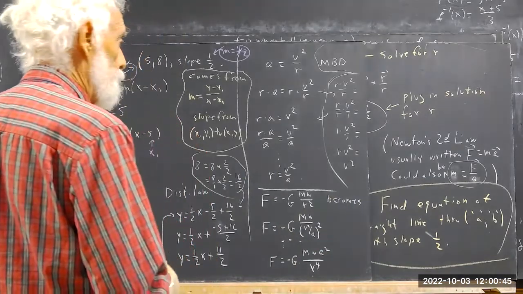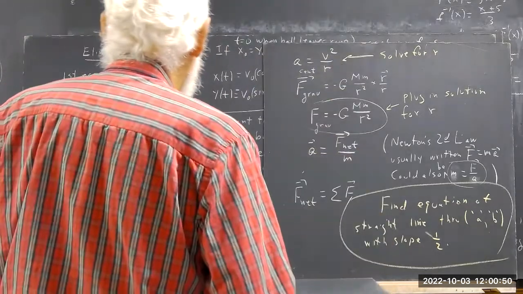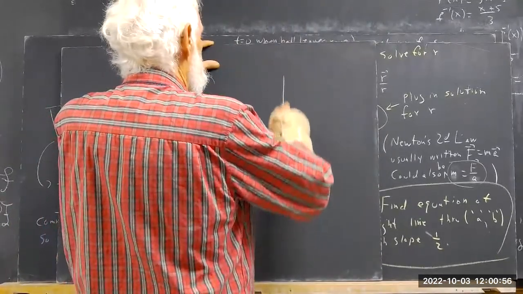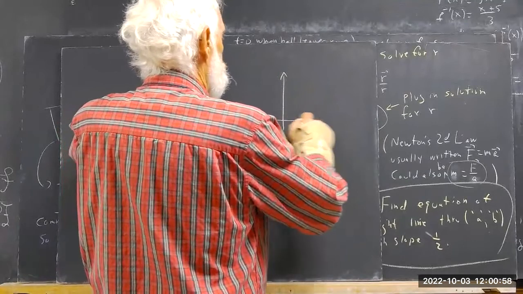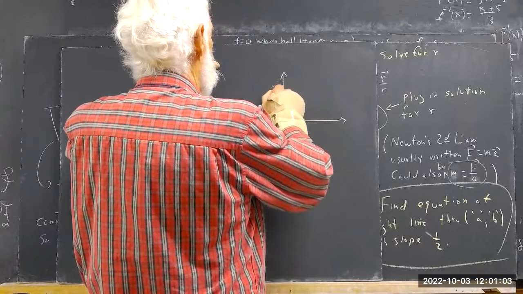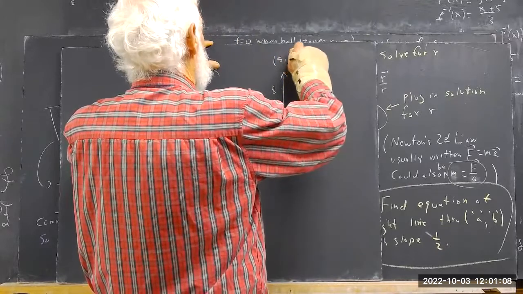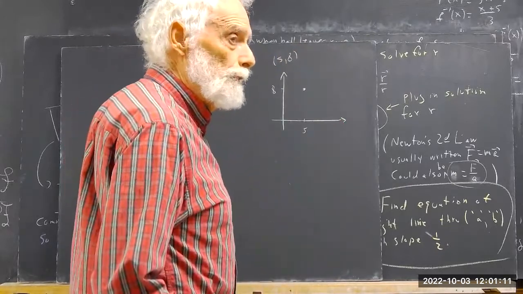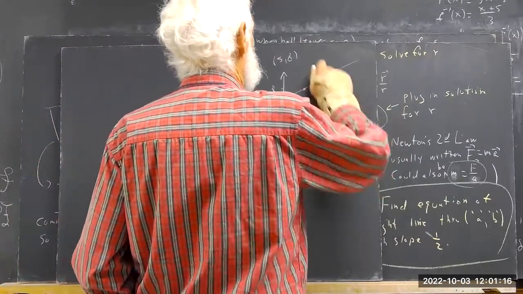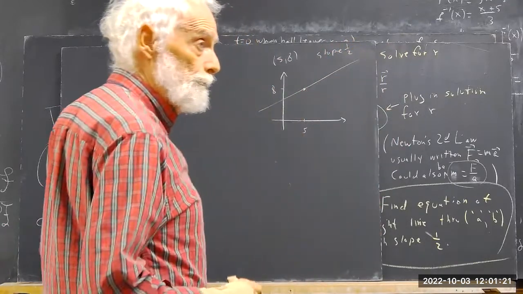Well, actually, here's the picture that goes with this, and you really should start with the picture. I've got the point (5, 8). What does a slope of 1/2 look like from the point (5, 8)? Well, probably just something like this.